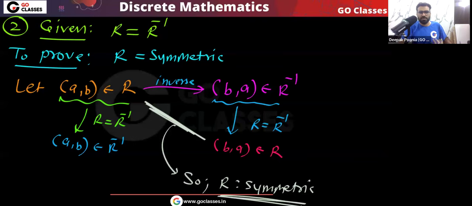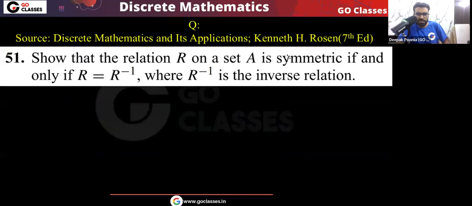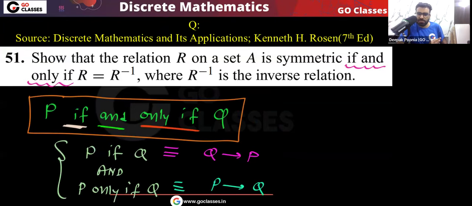Hence proved. That's it. Very cute proof. So finally, this question number 51 from the Kenneth Rosen book we have done. Okay, we have completed. I hope you understood. See, step by step, I'm telling you everything.